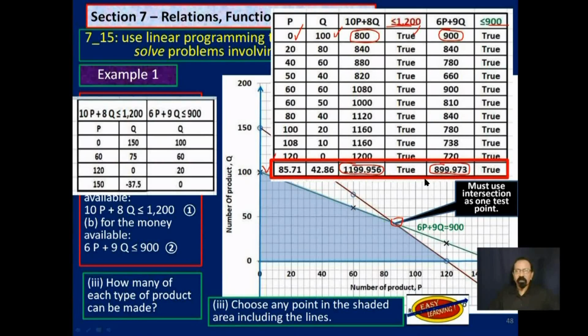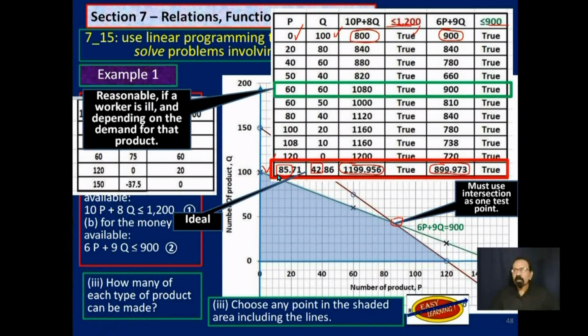But you notice we have fractions there. And that may be the ideal. Say 85 of P and 42 of Q. But that doesn't leave you any wiggle room or space for error or mishap, breakdown in machinery, and so on. What may be better is this one here. It is more reasonable. If a worker is ill, notice you use 1080 man hours as opposed to 1,200. So you have made space for that.